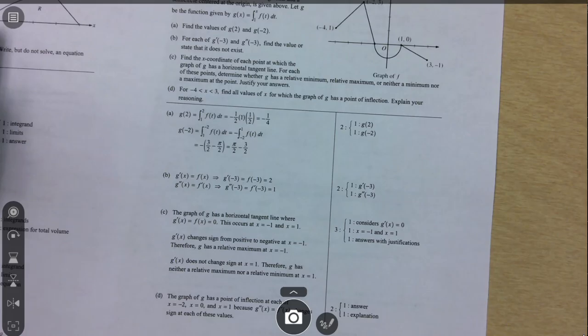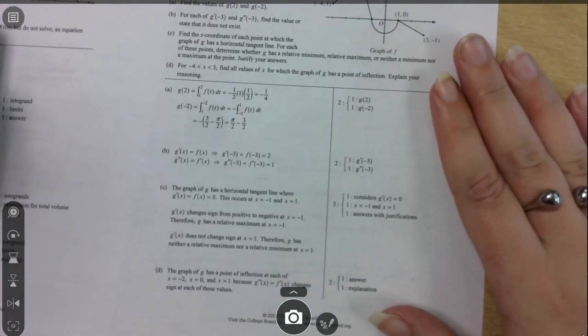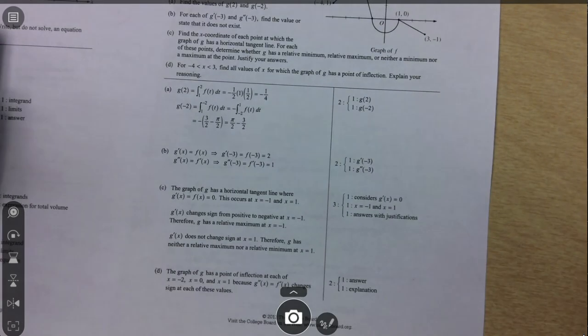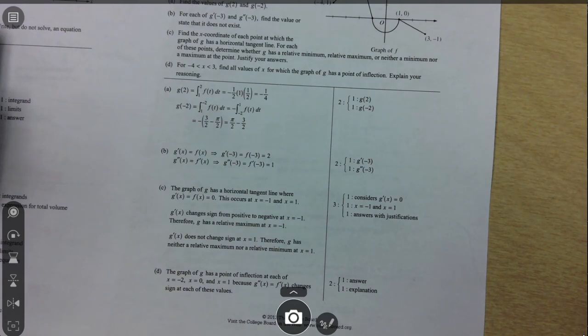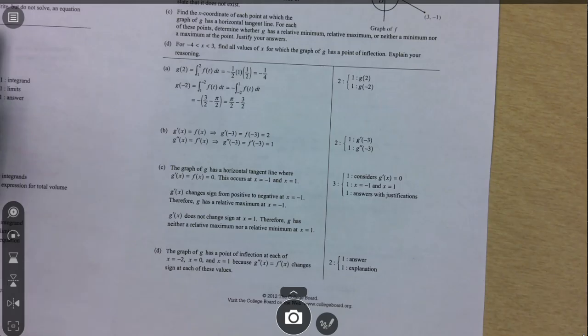Last one. I'm not even going to read it, I'm just going to read the answer. The graph of g has a point of inflection at each of x equals -2, x equals 0, and x equals 1. So we have 3 points of inflection. And you also need to explain your answer in that one. Because g prime equals f, g double prime equals f prime, which changes sign at each of these values. That's all I have to write for the explanation.